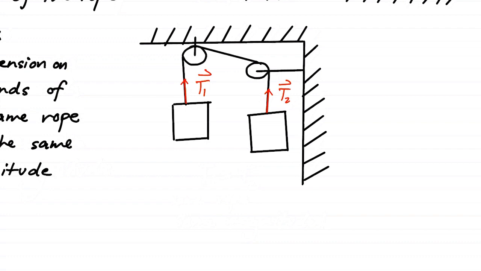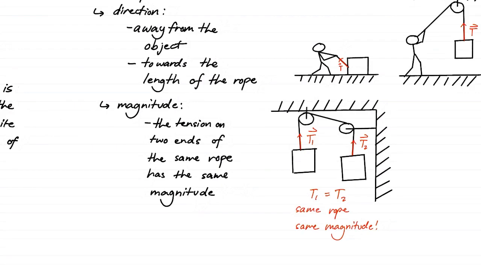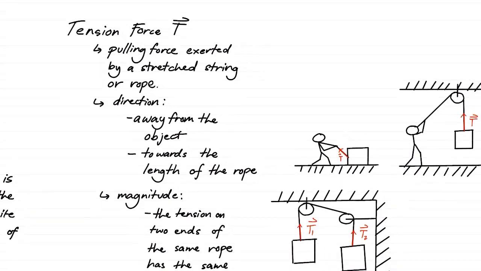Now, since iisang string lang ito, this is the same rope, then the tension on both ends is the same, which means what we labeled here as T1 is equal to T2. Okay? So same rope, same magnitude. So that is the interesting thing about the tension force. Okay? So again, the tension force is the pulling force exerted by a stretched string.